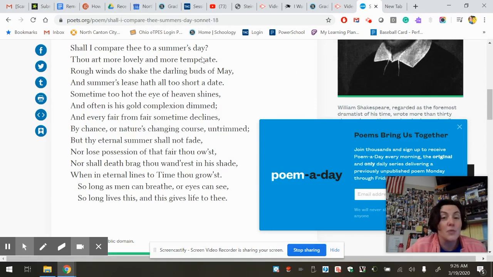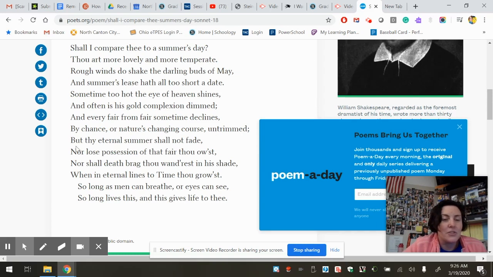Shall I compare thee to a summer's day? Thou art more lovely and more temperate. Rough winds do shake the darling buds of May, and summer's lease hath all too short a date. Notice there's end punctuation at the end of that first quatrain because it's the end of the idea. Sometimes too hot the eye of heaven shines, and often is his gold complexion dimmed, and every fair from fair sometimes declines, by chance or nature's changing course untrimmed. Again, end-ish punctuation here.